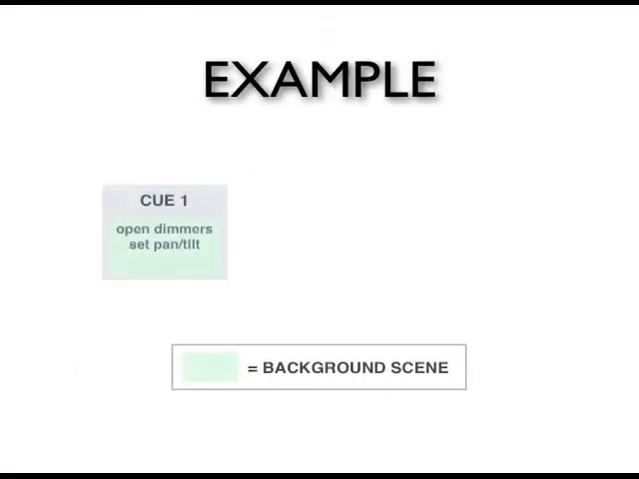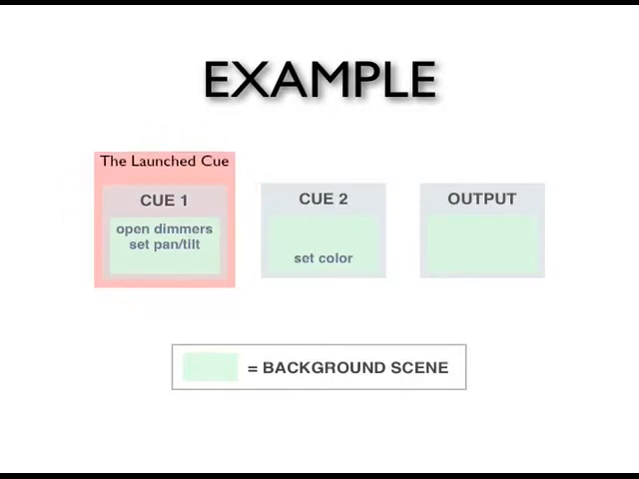Consider two queues, the first with a background scene that opens the dimmers and positions a certain group of fixtures. The second sets a certain color for some groups of fixtures. As we haven't launched any of the queues yet, the output is empty. Let's launch the first queue. The resulting output is, of course, open dimmers and the program position.